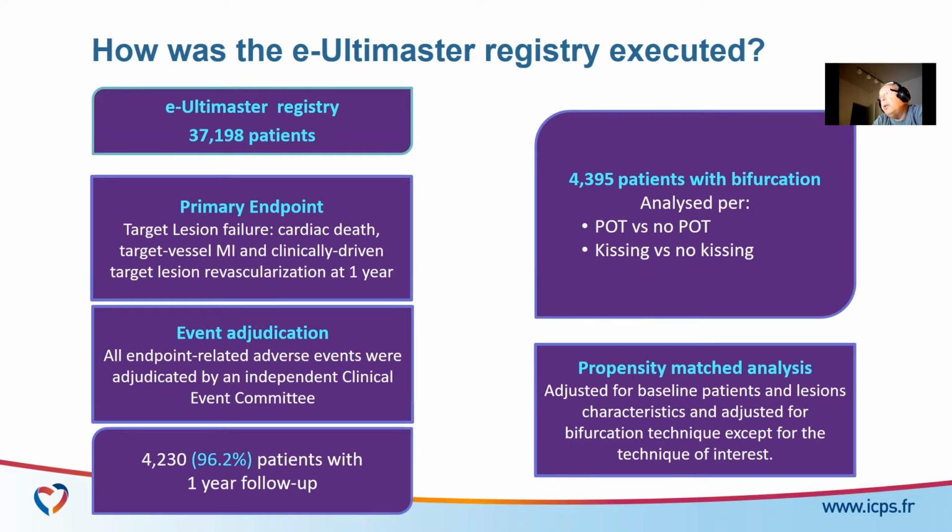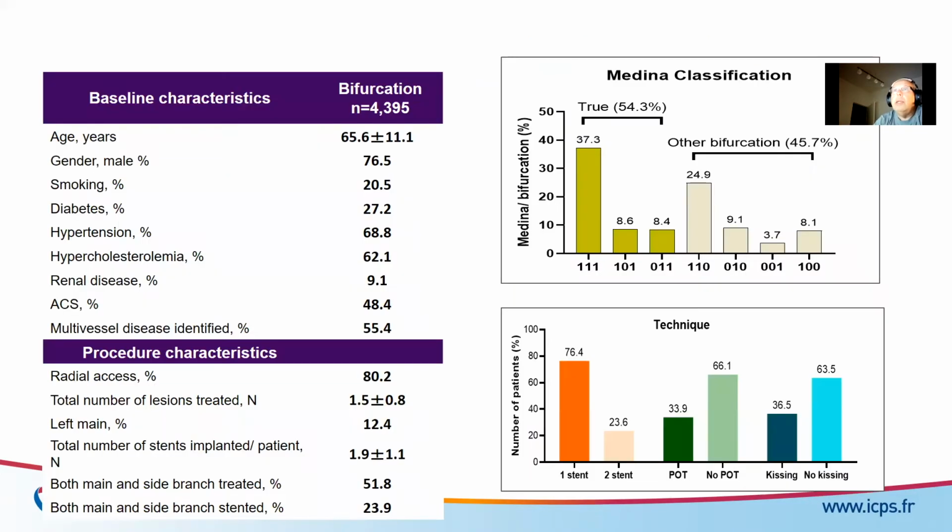In order to adjust the baseline characteristics and the lesion characteristics, and also the role of bifurcation technique, we performed a propensity match analysis. Very classical baseline characteristics for this group of patients. As you can see, it was mainly a radial access registry, 12% of left main, 2 branches treated in 52%, and 2 branches stented in 24%. True bifurcation is 54%. The technique was, as said, mainly a single stenting.